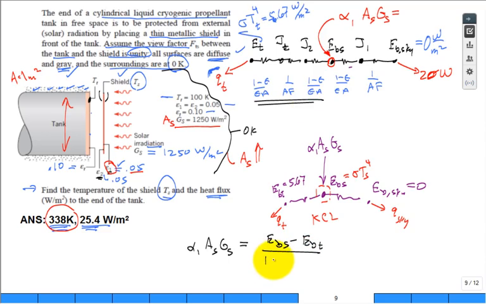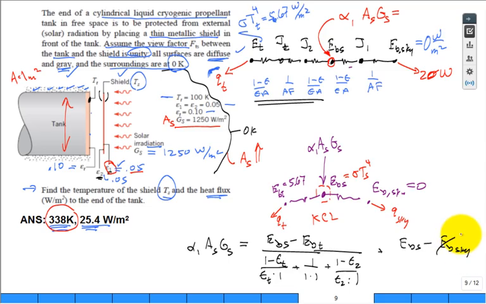Well, that's just 1 minus epsilon of the tank divided by epsilon of the tank. I'm going to put 1 for the area, and because we picked the area to be 1, just leave it 1. And then we have plus 1 over AF, 1 times 1, plus 1 minus epsilon of side 2 of the shield, epsilon 2 times 1. Make sense? All right. And then we put in here EB of the shield minus EB of the sky. Hey, professor, we know that's 0. Put 0. Fine. There you go.